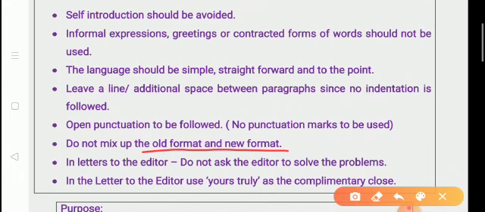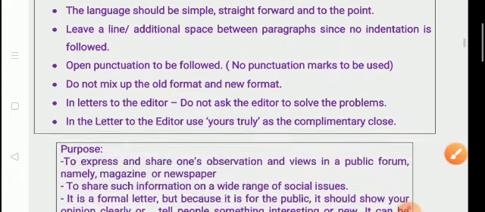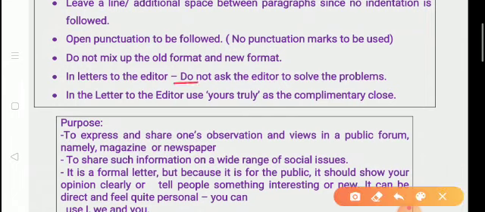In the letter to the editor, don't ask the editor to solve your problems, because the work of the editor is to publish your ideas in the newspaper, not to solve your problems. It is not a sort of complaint. We use yours truly as a complimentary close. Yours faithfully can also be used.